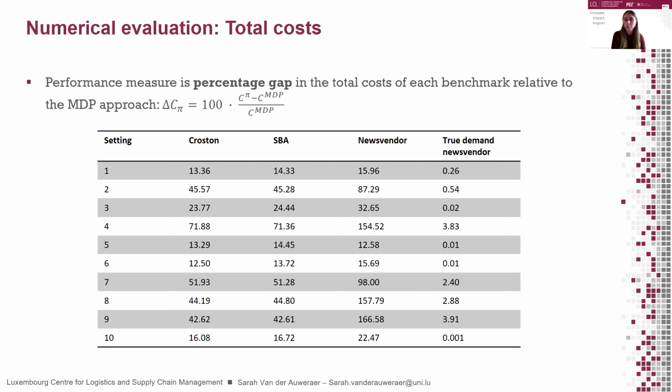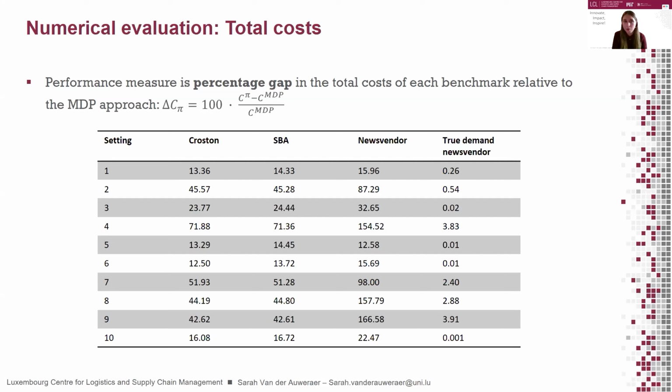Now, if we look a little bit more in depth, we can see in columns 2 and 3, Croston and SBA, that the MDP is greatly outperforming those two. And this is not a big surprise, as we explicitly generated our data to violate the assumption of the memorylessness that Croston and SBA use for their forecasts. So it makes a lot of sense that our MDP is doing better in this setting than Croston and SBA.